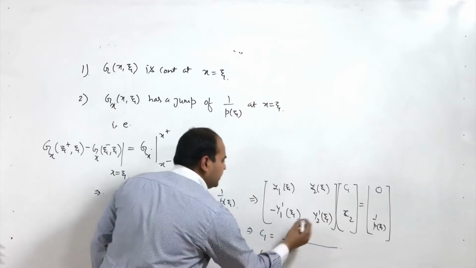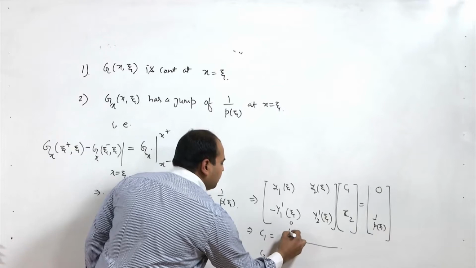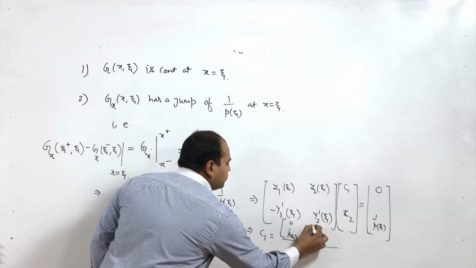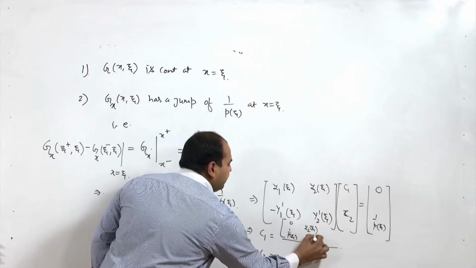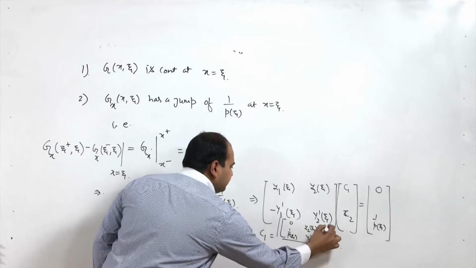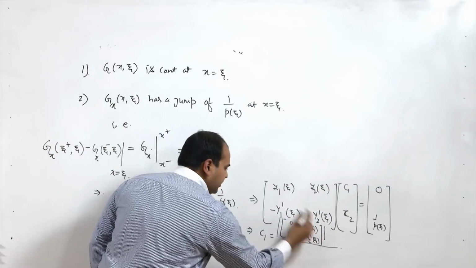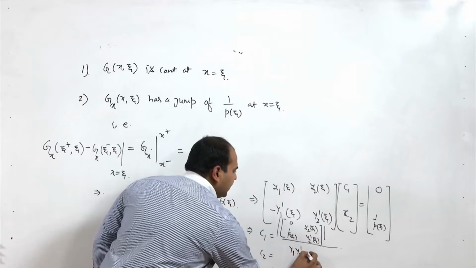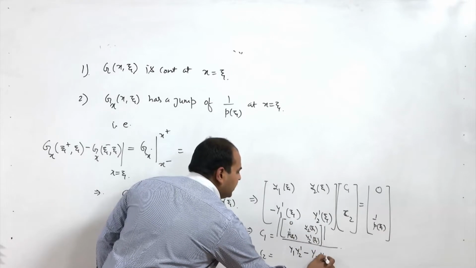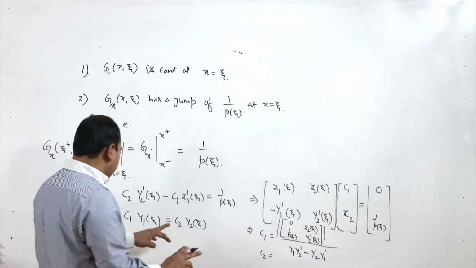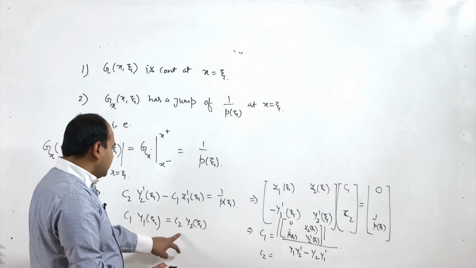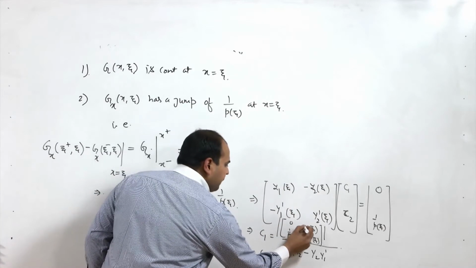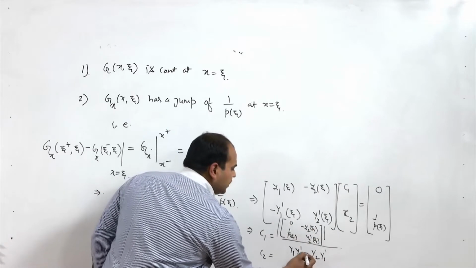So Cramer's rule says that this is the determinant of 0, 1 upon P(xi), and Y2(xi) and Y2 dash(xi), divided by the determinant of this. The determinant of this is going to be Y1 Y2 dash minus Y2 Y1 dash. I think there is a small mistake here. This is minus Y2, so this is a minus thing. Okay, now it is okay.